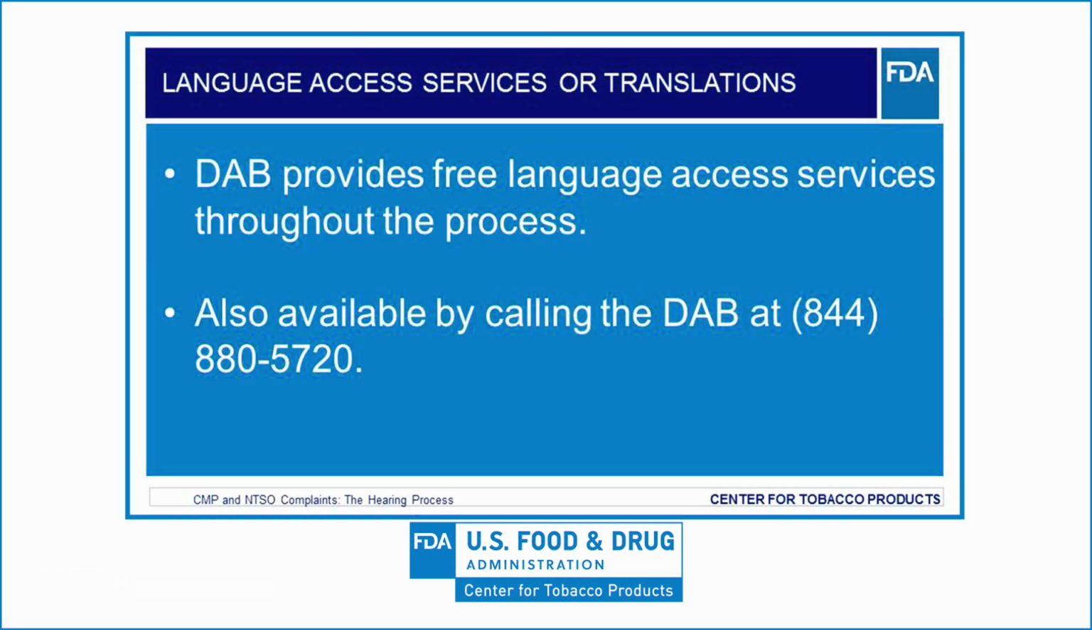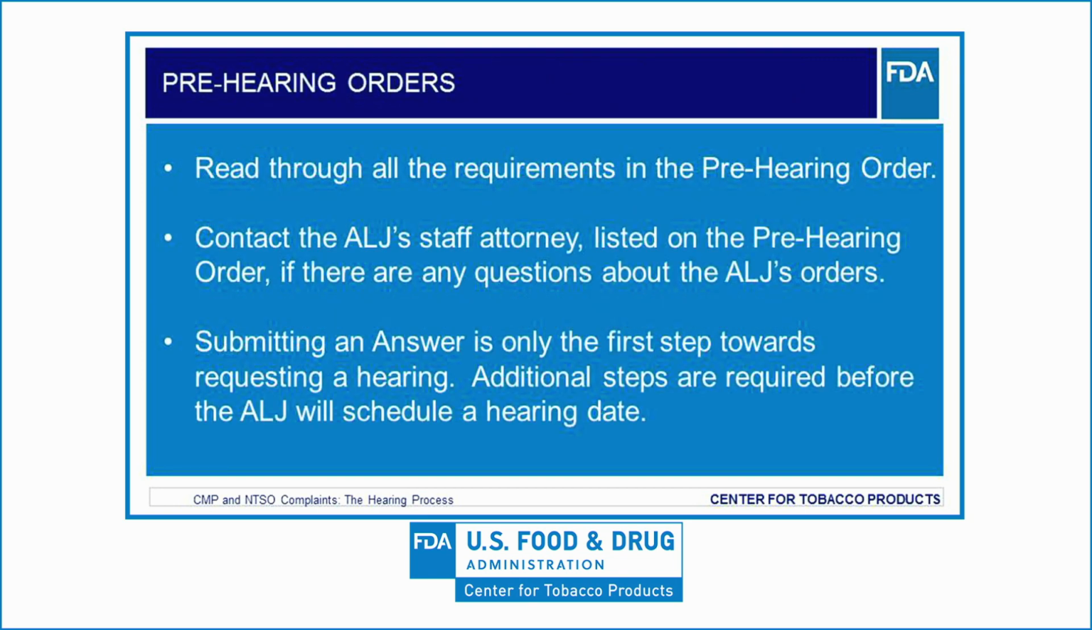The DAB provides free language access services and translations throughout the process. Pre-hearing orders also provide information on how to access the DAB's language services. This service is available for free if retailers require assistance communicating effectively with the ALJ during the hearing process. If your pre-hearing order does not provide you with information on language access services, you can contact the DAB at 1-844-880-5720 for assistance.